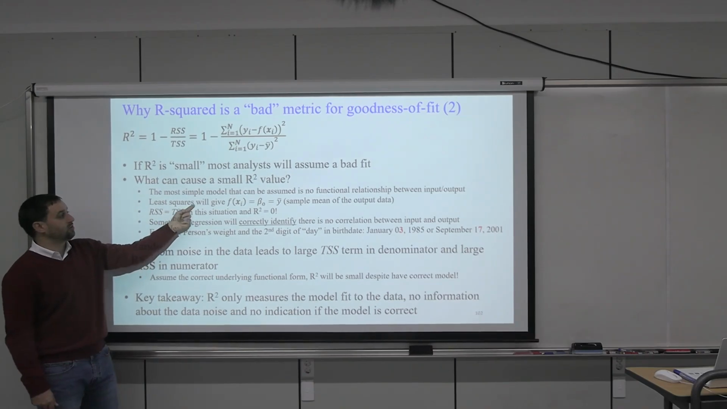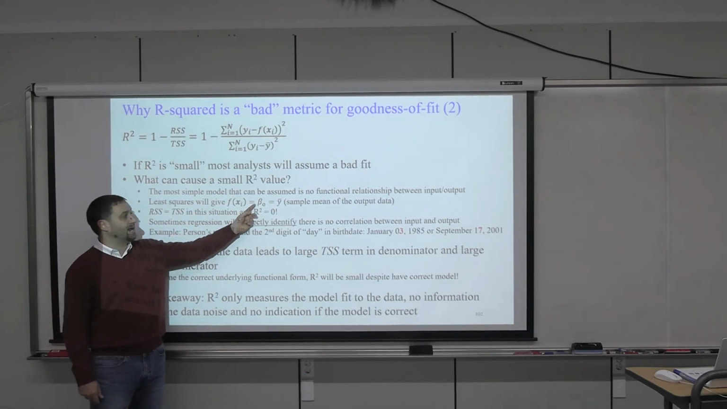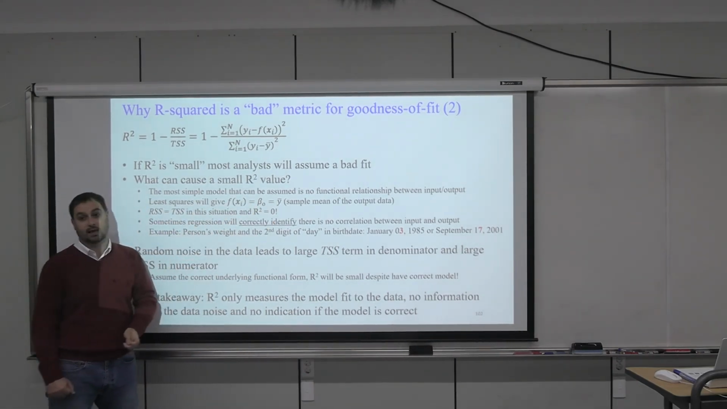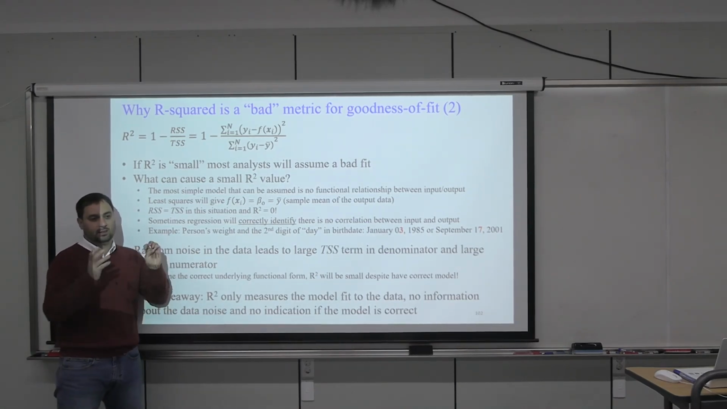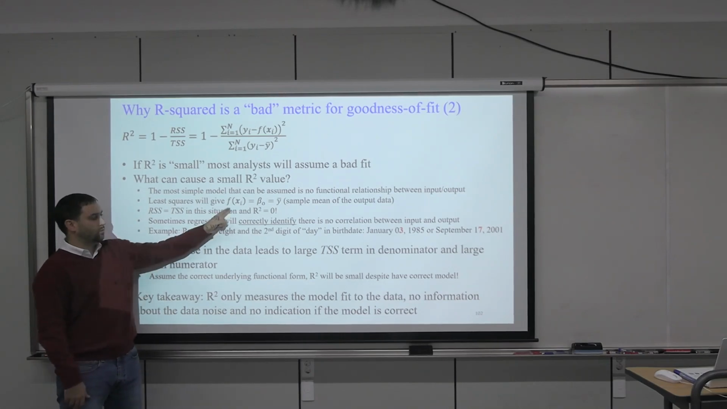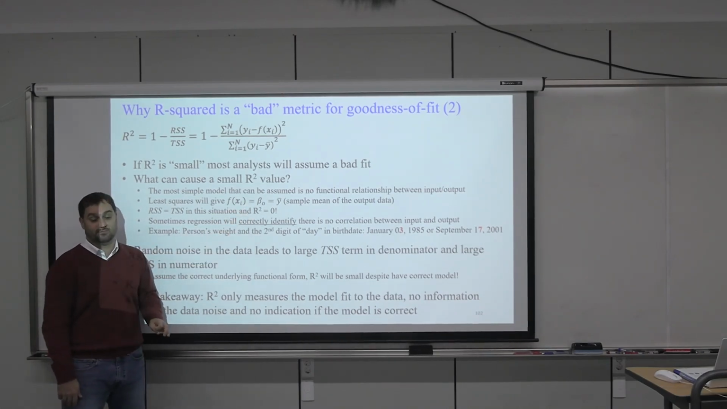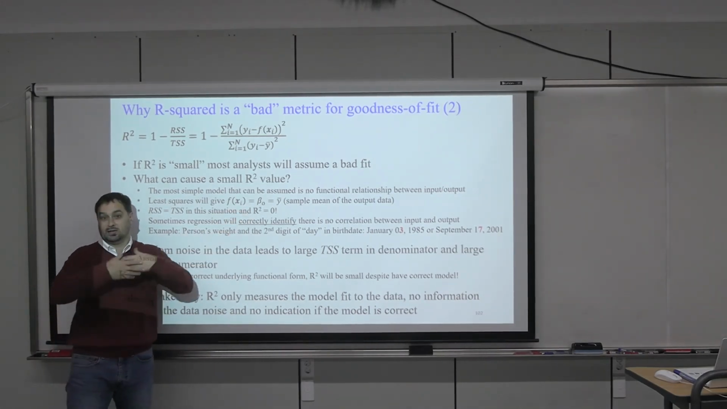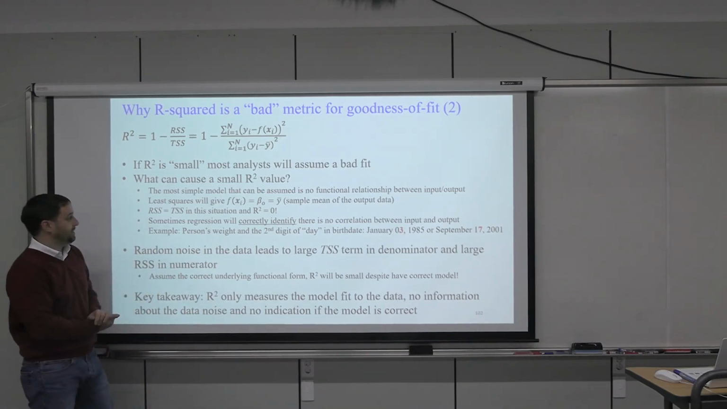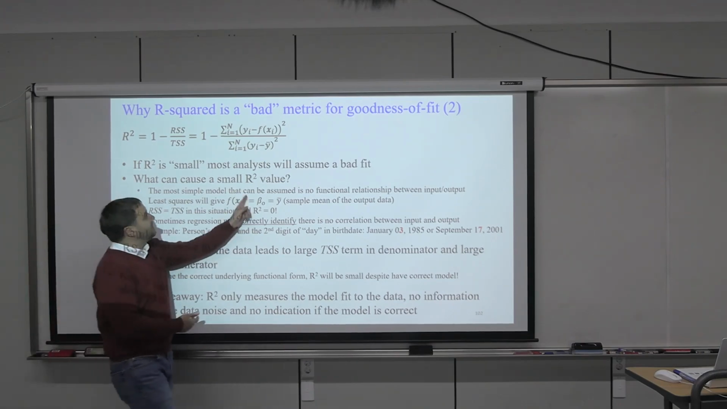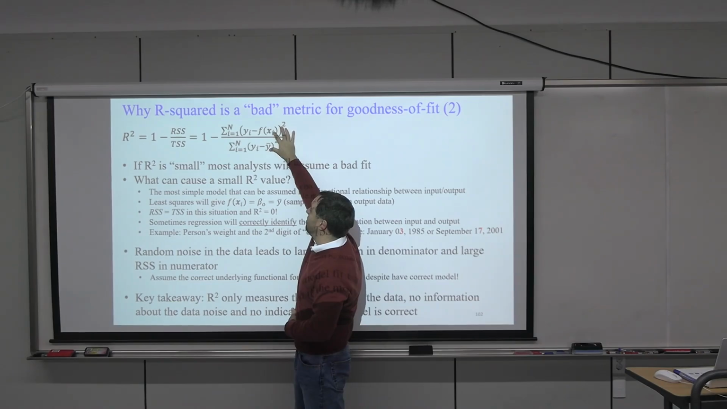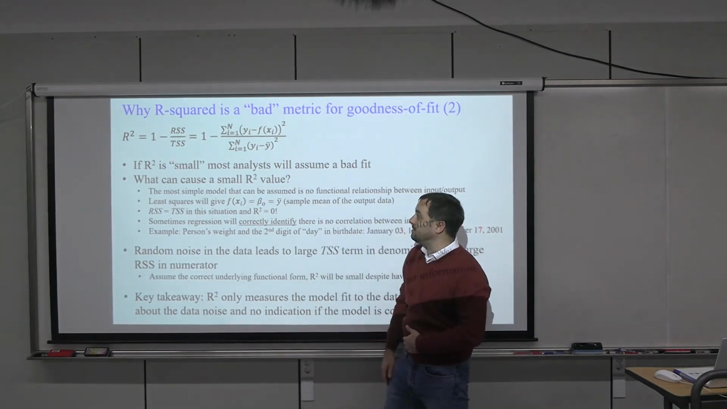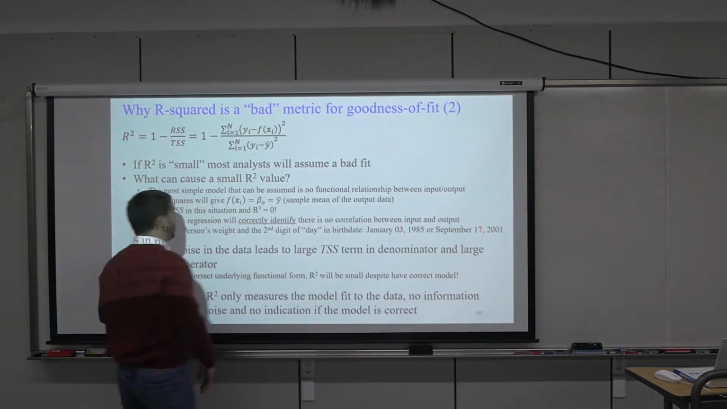So the least squares regression will give f of xi equals beta naught, which equals y bar, the sample mean of the output. So if there is no input-output relationship, least squares regression generally will return the uninformative model, which is just the sample mean everywhere for the whole input space. So in this situation, we substitute in y bar. The numerator and the denominator now are equal. That goes to 1. And so 1 minus 1 is 0.